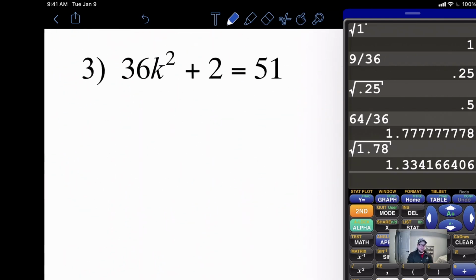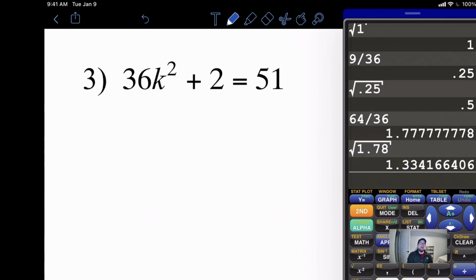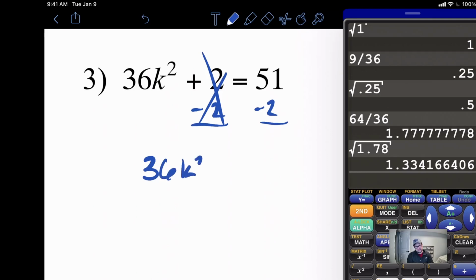So looking at problem number 3, let's get k squared all by itself. We're going to start by subtracting 2 from both sides. That's going to make these two cancel out. I'm going to have 36 k to the second over here. 51 take away 2 is 49.